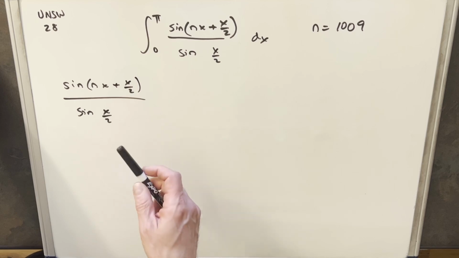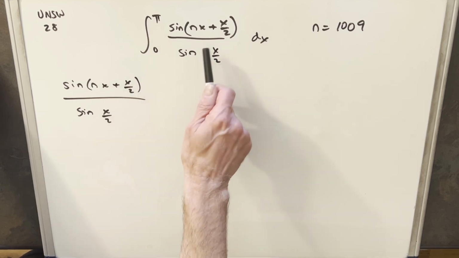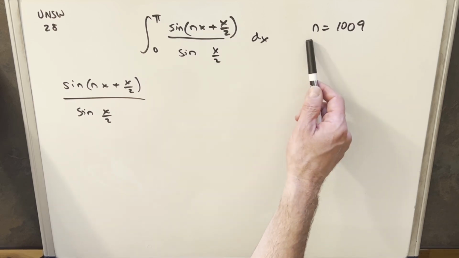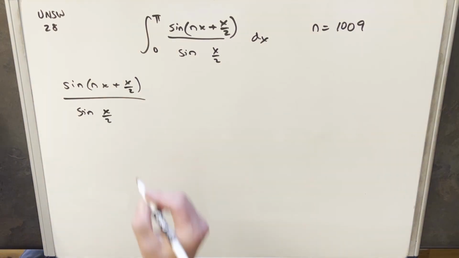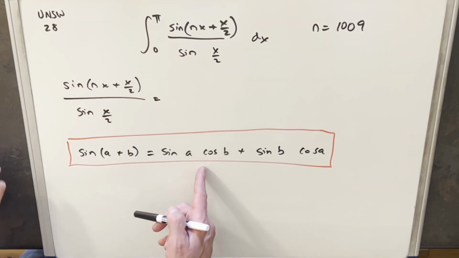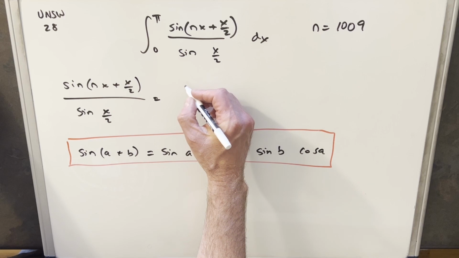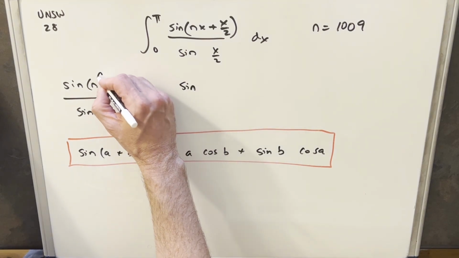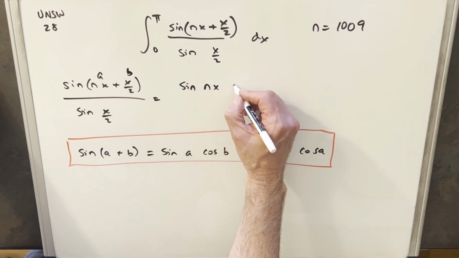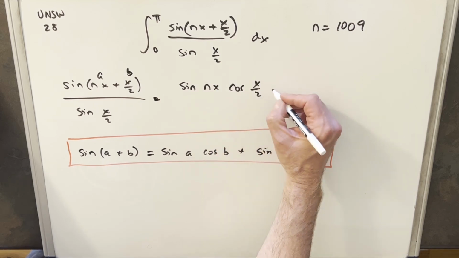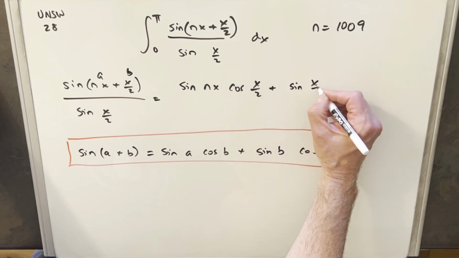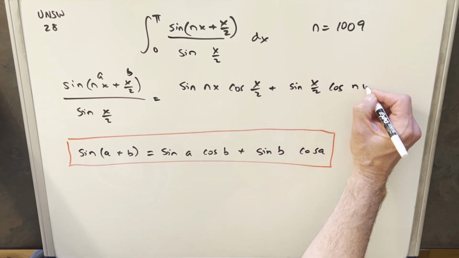Okay, so we're just going to go ahead and look for an identity to simplify this, which is the same thing as our integral in this generic form, where we just have n on the x, where n is 1009. And like I said, we can use the angle sum formula up here on the numerator. So we're going to apply this angle sum formula to rewrite this. This is going to be our a and this is going to be our b. So we're going to have sine nx cosine x over 2 plus, then we just swap them, sine x over 2 cosine nx.